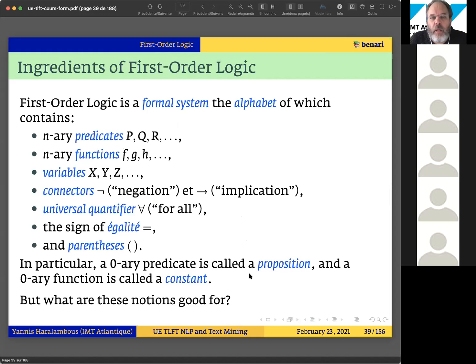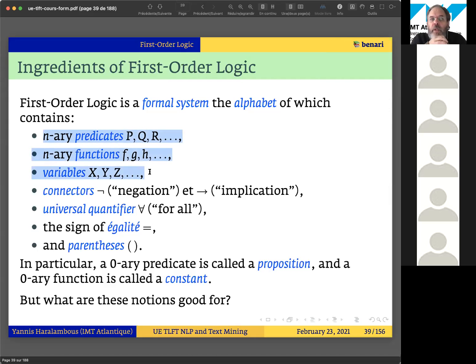Now, we will deal with a specific case of formal system, which is first-order logic. And in a forthcoming lecture, we will see other formal systems. For the moment, let us concentrate on this one, first-order logic. Now, what is the alphabet of first-order logic? You have predicates, functions, variables. These are the parts that are, in some sense, lexical.